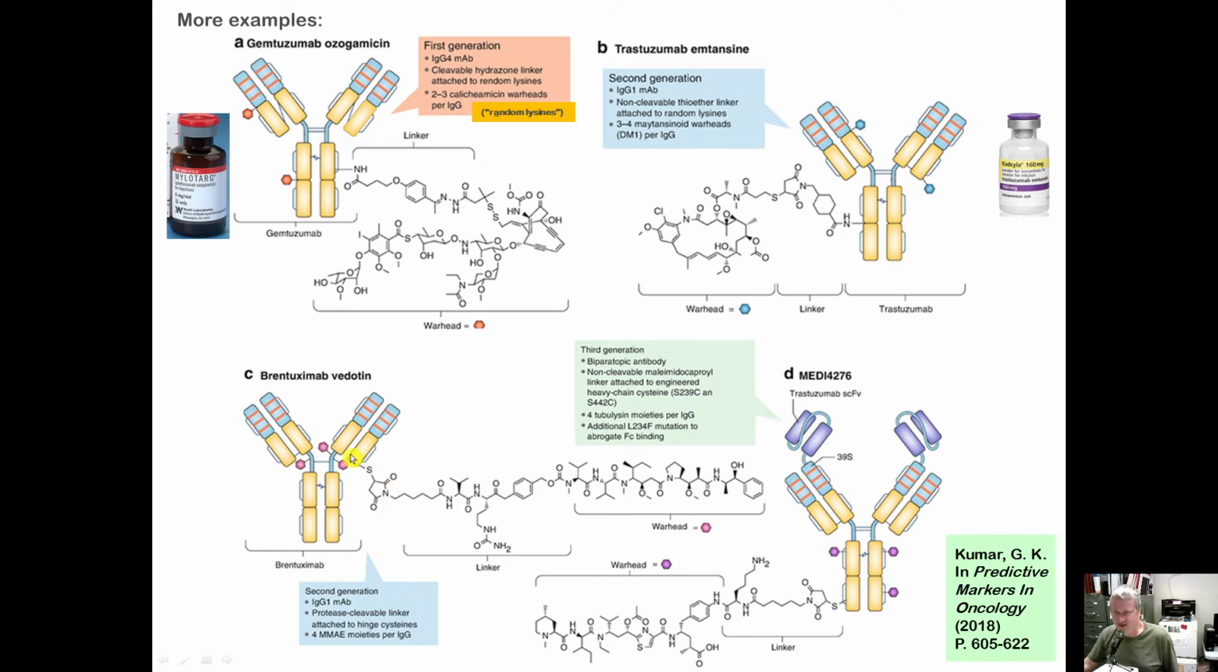Take the cysteine, and they often actually engineer cysteines, putting them in certain places of the antibody with molecular biology, and then these things attach very specifically. So because of that, they actually get 4 of them attached per antibody drug conjugate, so it's a little more homogeneous and consistent. Okay, and then here's a third generation one.